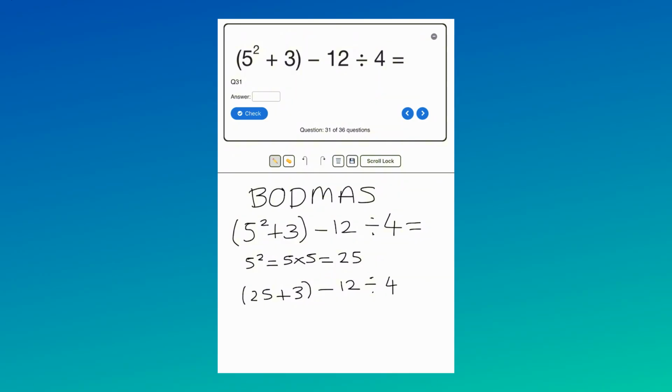Now 25 plus 3 is 28. Take away 12, divided by 4. Once we've solved the bracket, we don't need it anymore. Now we've got a takeaway and we've got a divide.